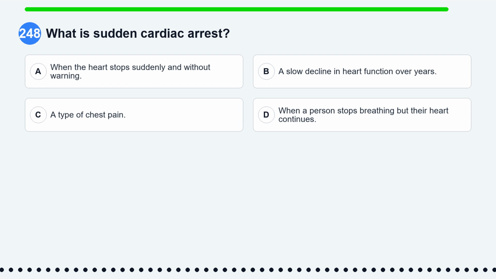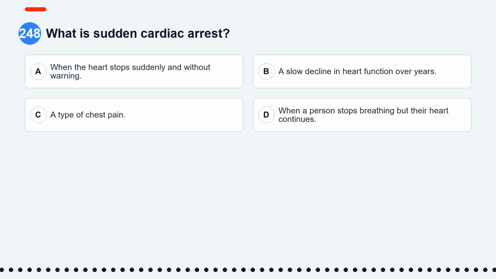Question 248. What is sudden cardiac arrest? Option A. When the heart stops suddenly and without warning. Option B. A slow decline in heart function over years. Option C. A type of chest pain. Option D. When a person stops breathing but their heart continues.